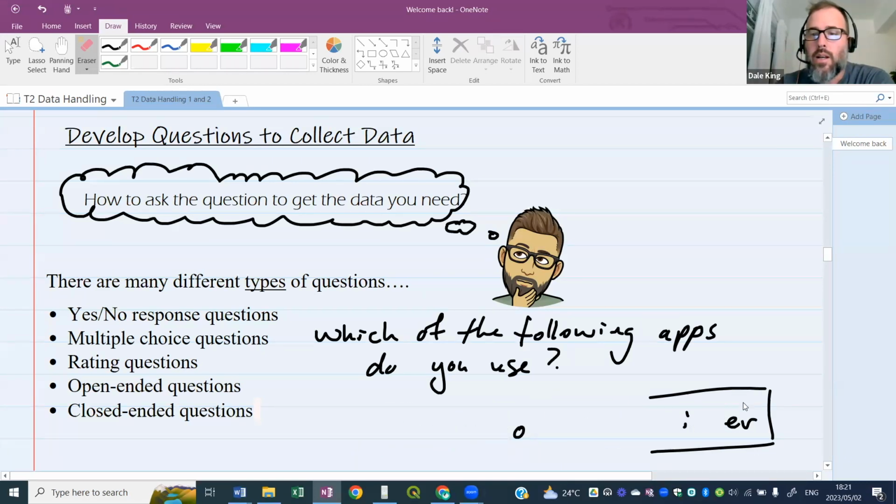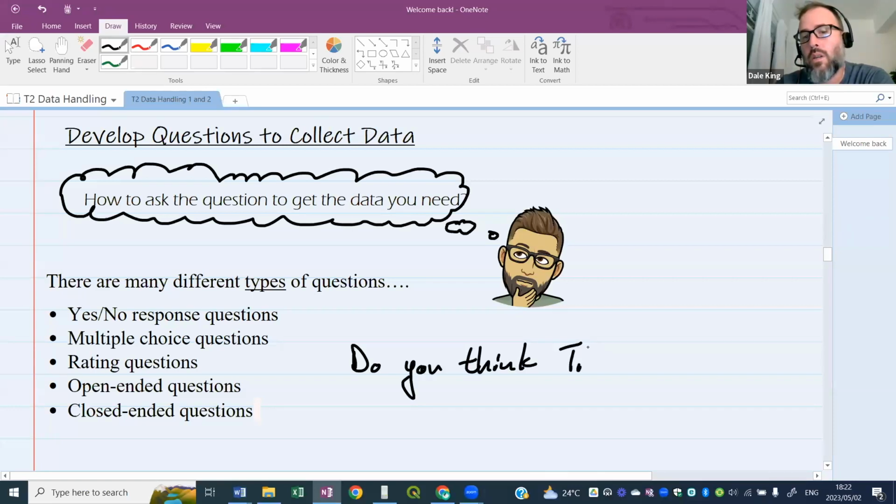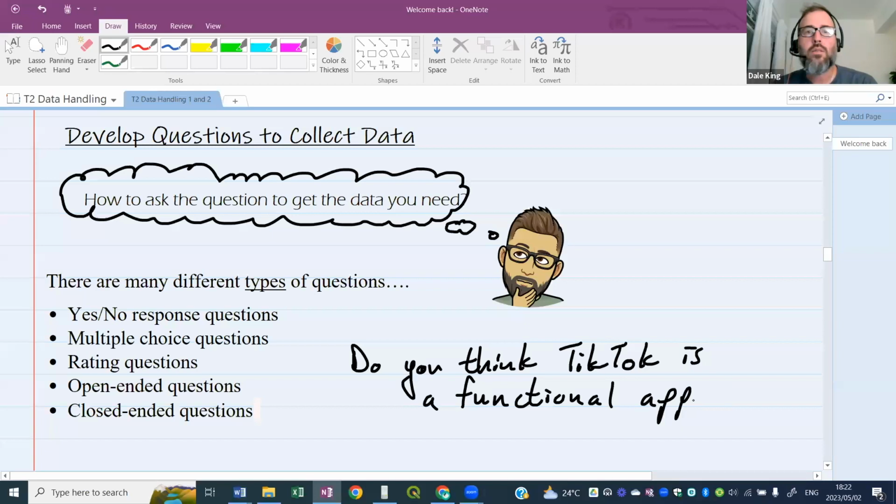All right. Now, the next question is a ratings question. All right. So let's say you asked a sensitive question where people didn't really want to answer yes or no for TikTok or not. You could then ask a question like, do you think TikTok is a functional app? Do you think it saves you time? Do you think it makes you happy?